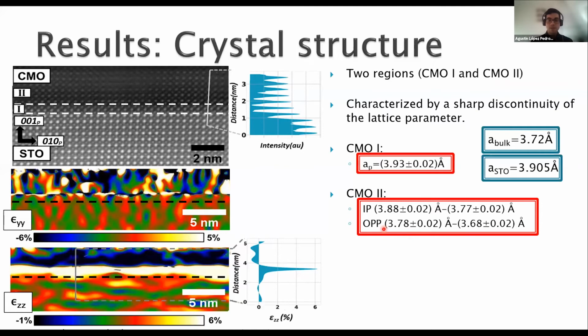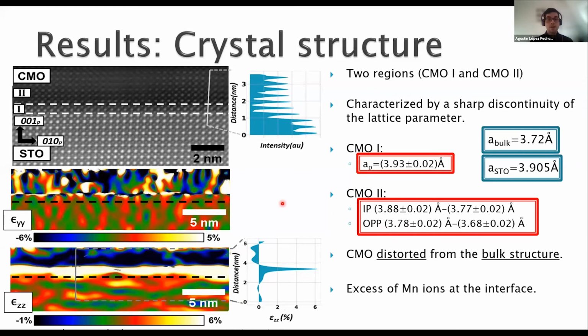So from these images, we were able to determine that our crystal is clearly distorted if we compare this structure with the bulk. And these changes in the crystal structure could have a major impact on the magnetic and electric properties of these kinds of materials. Another thing that is worth mentioning is that we observe an excess of manganese ions, especially at the interface, just in the first atomic layer, but then if we analyze what is happening with the stoichiometry of the sample in this region, we observe the expected values.